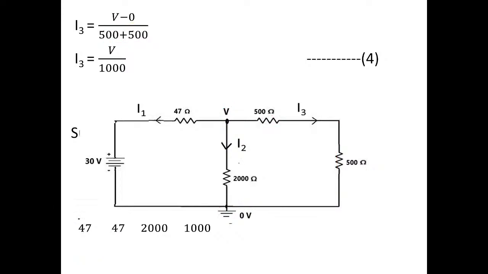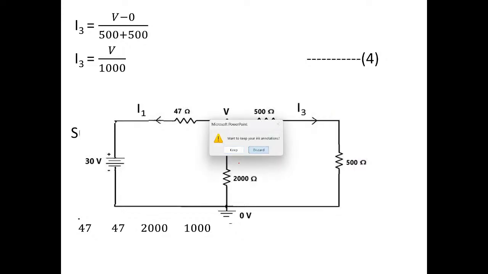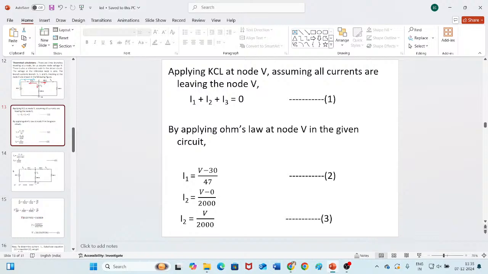Now consider I1 equal to V minus 30 by 47 as equation 2, and I2 equal to V by 2000 as equation 3.